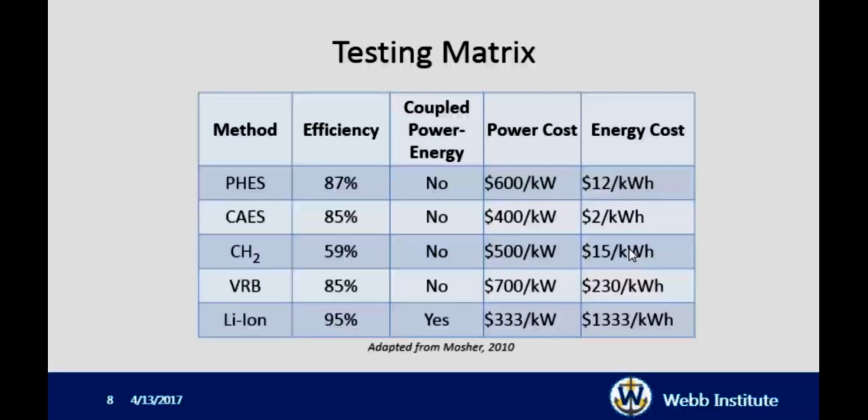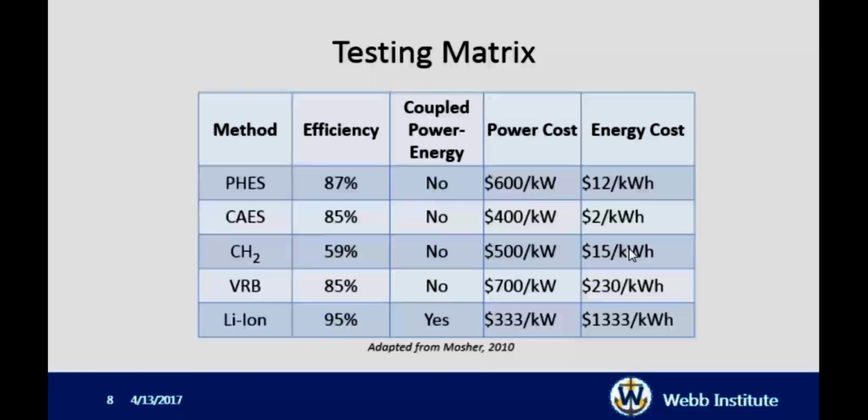What I'd like to point out of note of these energy storage systems, though, is in the middle column there, I have coupled power and energy. Most of them do not have coupled power and energy systems, but lithium-ion batteries do. What that means is that the amount of energy that can be stored in the system is not related to the amount of power that you can get out of the system. So in the first four cases, the amount of energy that you can store in a system is simply dictated by the size of your tanks, essentially.